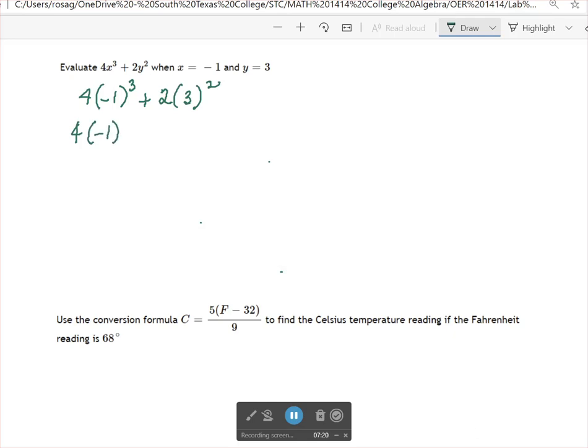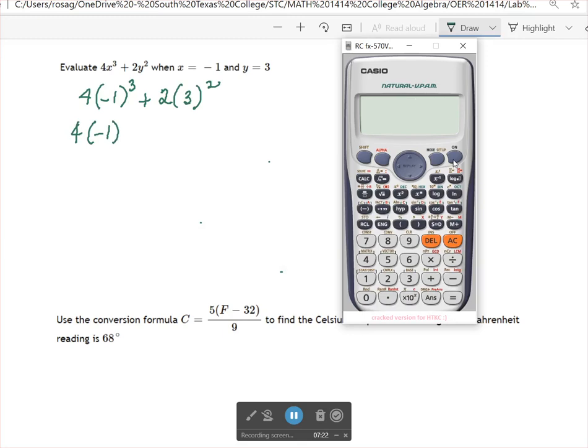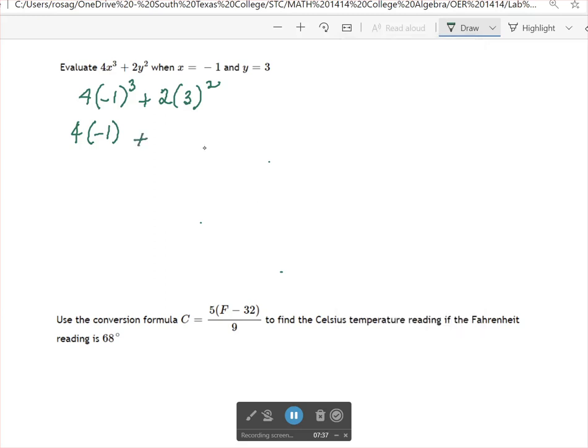Now, if you have questions on how to find the third in your calculator, you see you have the third here, but this is the more general one. You can put it like that, and then you can put any power you need. And then plus 2, 3 to the second power is 3 times 3, which is 9. And then if we follow PEMDAS, it would be negative 4 plus 18, and then 14.